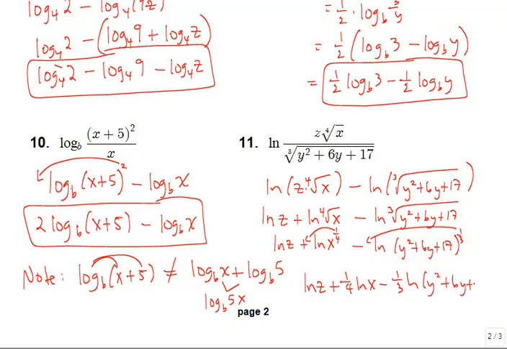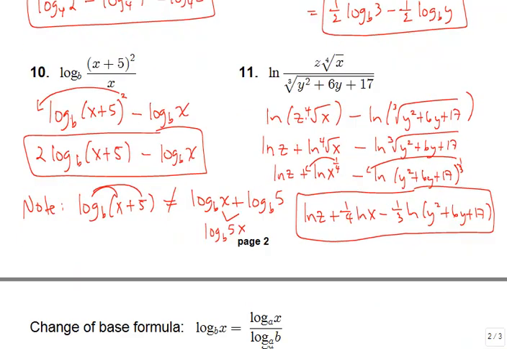And based on what we just talked about in this last note over here, you're not allowed to distribute those ln's across because you see addition in between your terms. So your answer would just be this whole big expression. Okay?